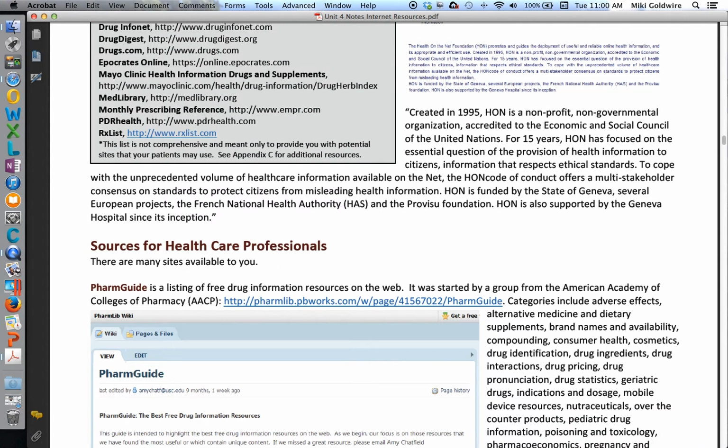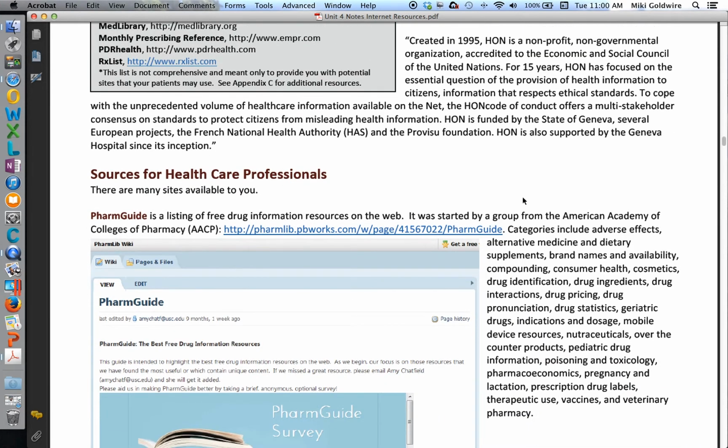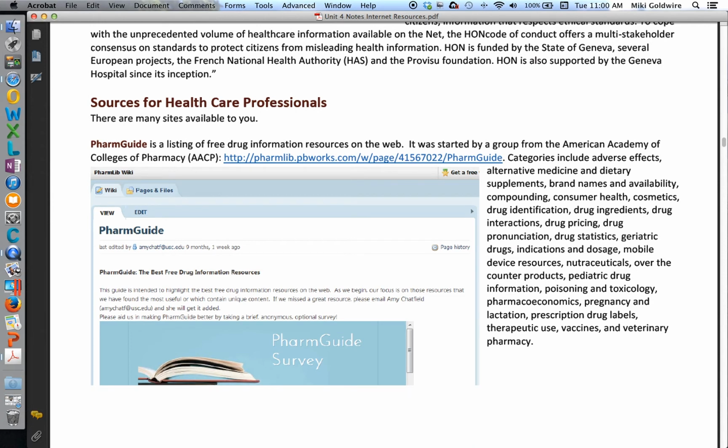Now there are many resources available for healthcare professionals. I like one called PharmGuide, which is a listing of free drug information resources on the web. It was started by a group from the American Association of Colleges of Pharmacy, AACP. Categories include adverse events, alternative medicine and dietary supplements, brand names, availability, compounding, consumer health, and a wide variety of other topics. So if you want to visit PharmGuide, just click on the link I provided for you.